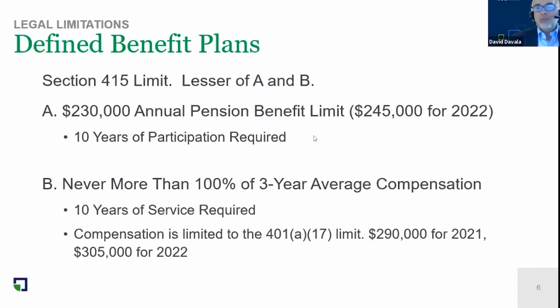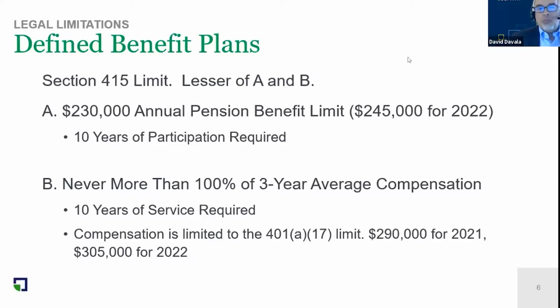The second part of the 415 limit is the compensation limit, and it is the 3-year average compensation. And it is compensation during employment. So if a participant was employed before the plan came into existence, then you can use the whole employment history. You don't have to wait until the plan started to exist. And the compensation used to calculate the 3-year average is limited to the 401(a)(17) limit, which is $290,000 for 2021. It's indexed for inflation and increases to $305,000 for 2022.